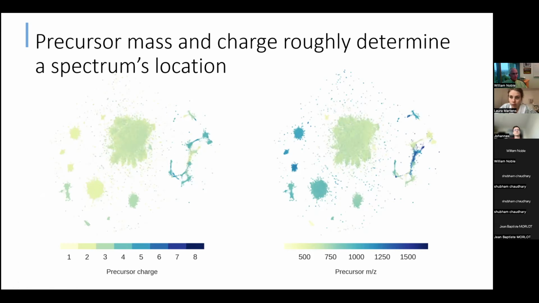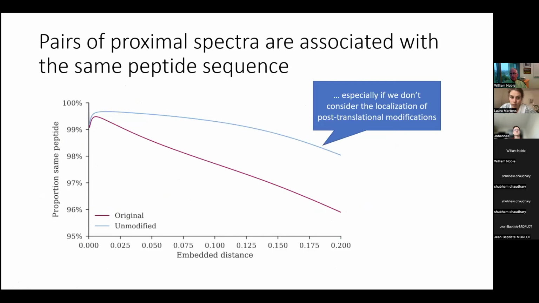One of the things we wanted to check, just to make sure this is working, is whether, if they're close together, they're associated with the same peptide sequence. And so you can make a plot that shows, for the labeled test set, what proportion of pairs of spectra have the same peptide sequence as a function of distance in the embedded space. And so you can see that for very close regions, there is quite a bit of similarity here.